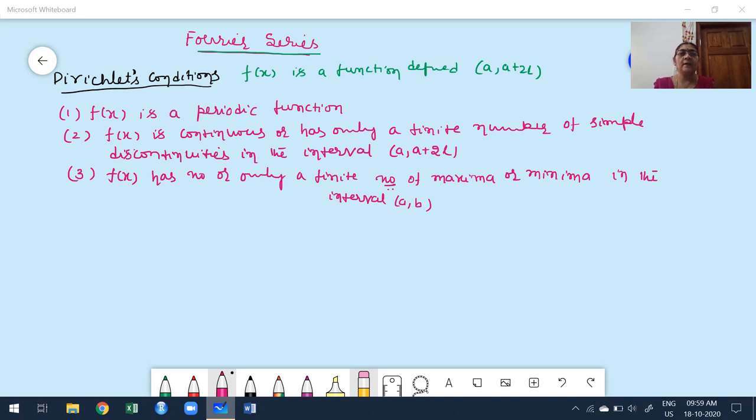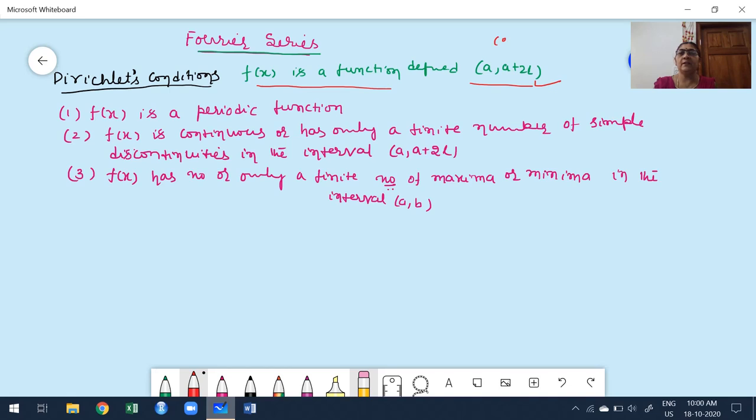In this second class, we are going to discuss how to construct a Fourier series for the function in the corresponding interval. Before I start the engineering level construction of Fourier series, let us first try to know generally how to construct a Fourier series for the given function. If you want to construct a Fourier series, one of the conditions is that the function must be defined in a certain interval. For example, here I consider f of x is defined in the interval a comma a plus 2l.